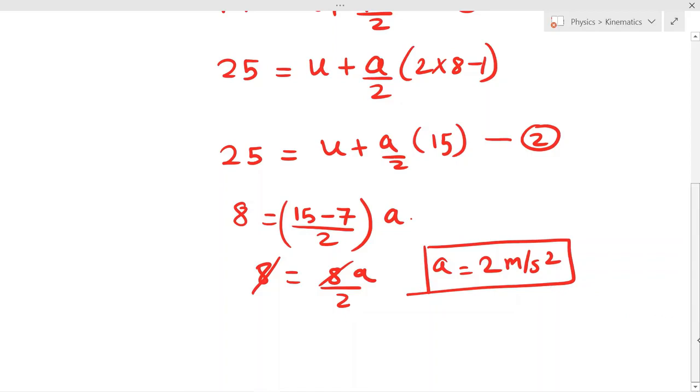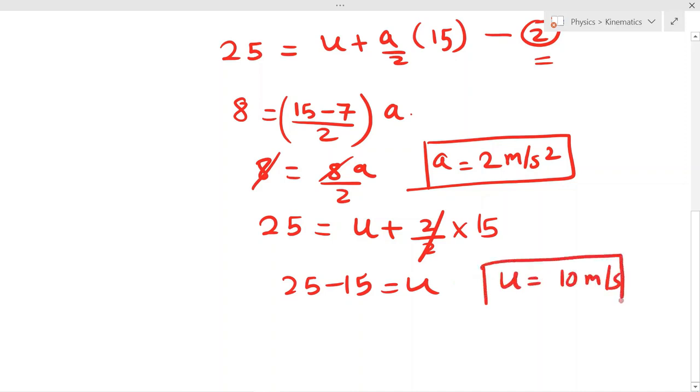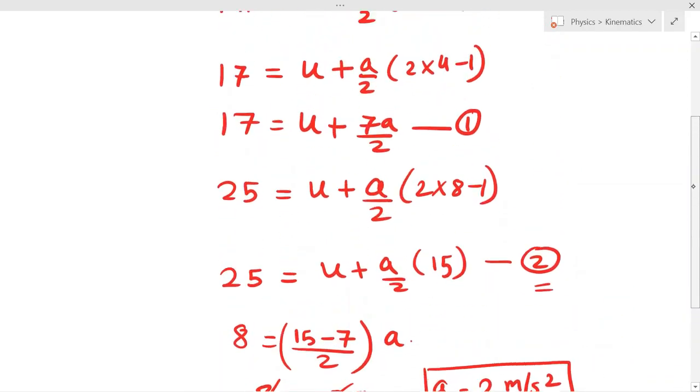Now let's find out u. So this will be 25 is equal to u plus a by 2, a is 2, so this is 2 by 2 into 15. So I have used this second equation. So this gets cancelled. So 25 minus 15 is equal to u. So u is equal to 10 meter per second. Now I have known u and a.